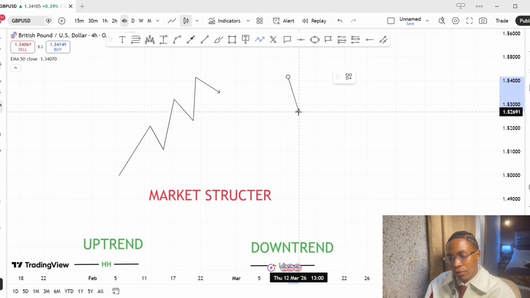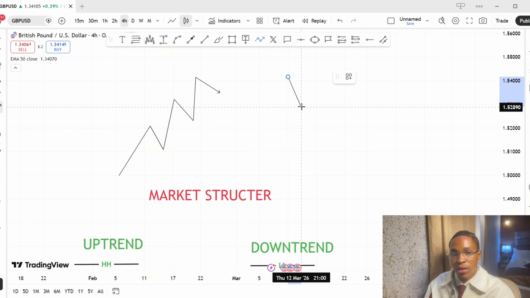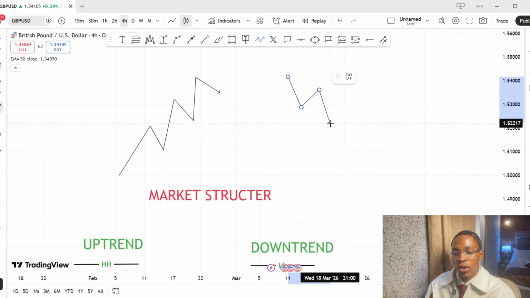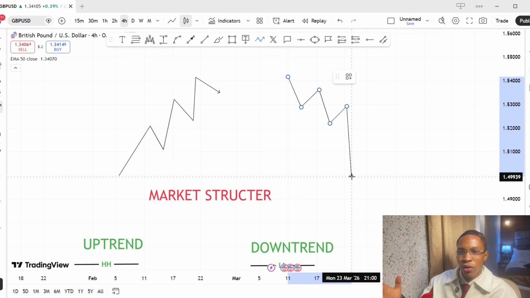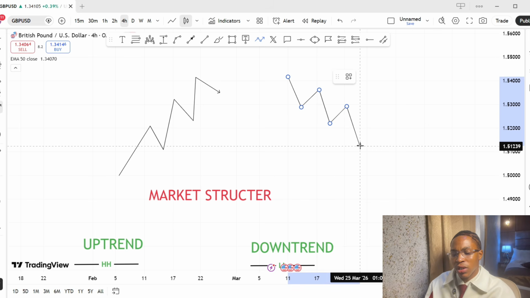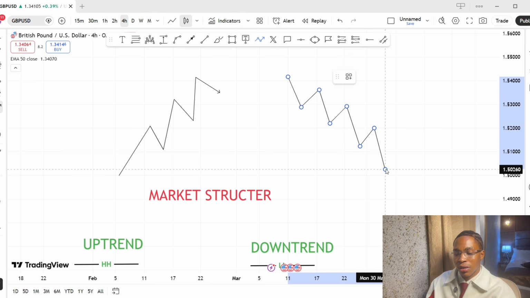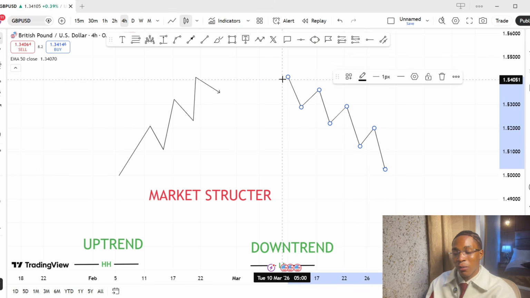Now let me go over to the next one. Same thing if you're going down a staircase. When you're going down, you gradually descend. You don't just jump off from the fourth floor. No, you go step by step. So this is what I call market structure.